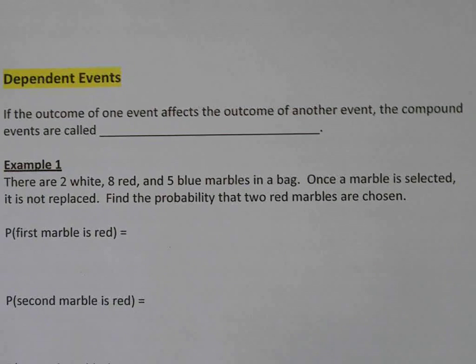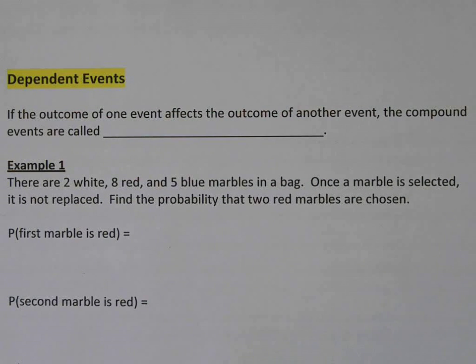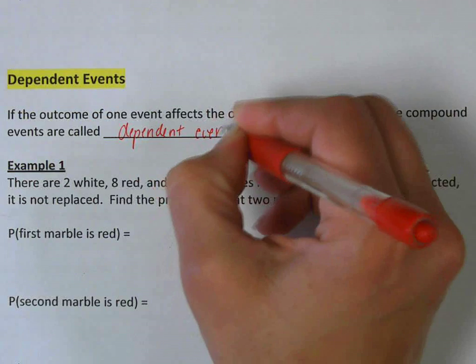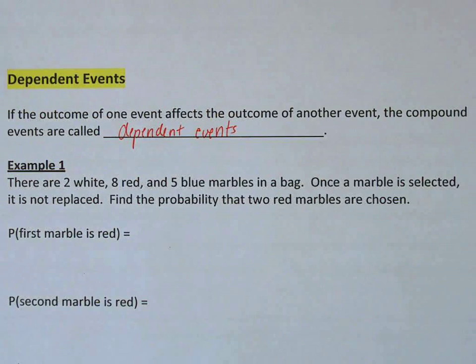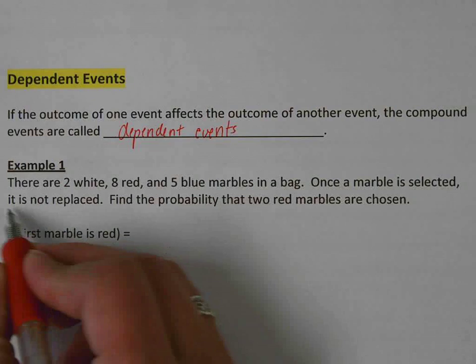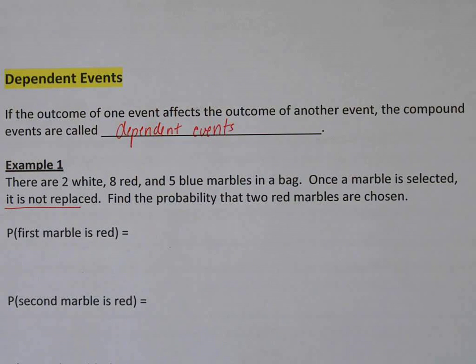So now let's talk about dependent events. If the outcome of one event affects the outcome of another event, the compound events are called dependent. So what happens on the first event is going to affect what happens on the second event. So let's look at this example. There are 2 white, 8 red, 5 blue marbles in a bag. Once a marble is selected, it is not replaced. That's the key there. It is not replaced. Find the probability that 2 red marbles are chosen.